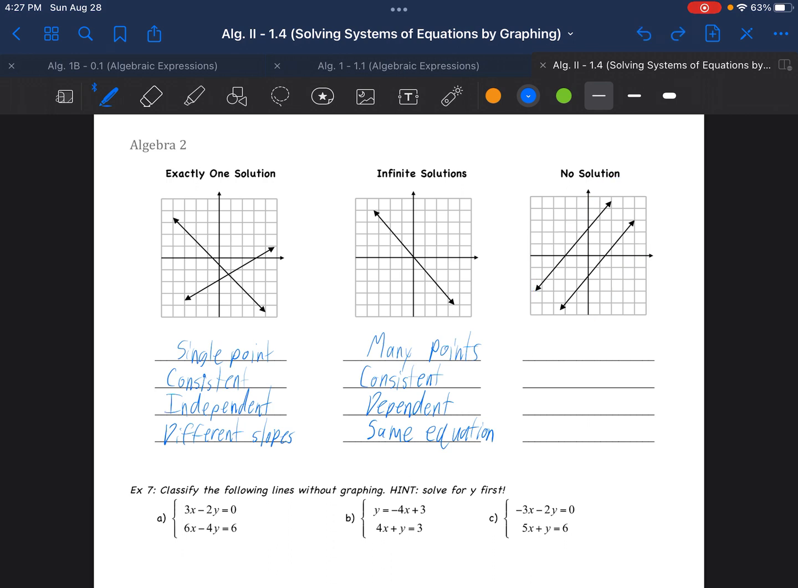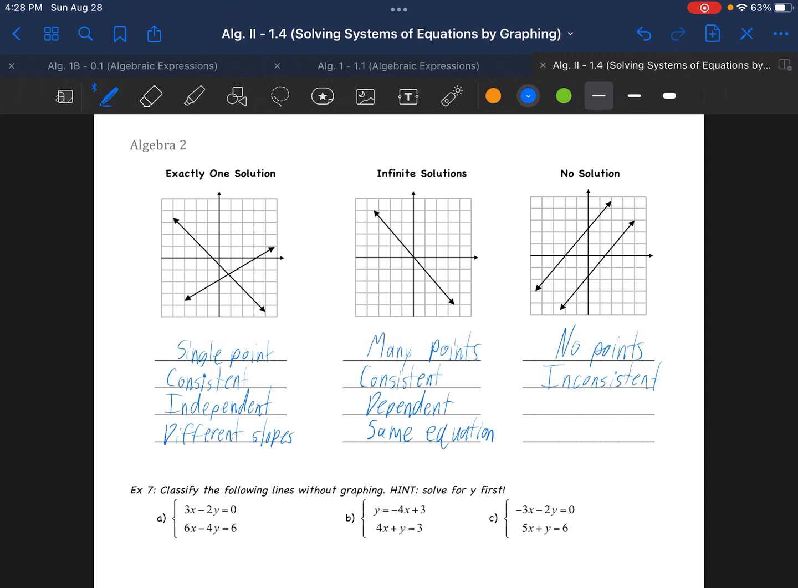And lastly, the no solution, the pair of lines that never ever touch, have no points in common, and is inconsistent because there's no solution. So you don't say dependent or independent when it's inconsistent, because independent and dependent are further describing how many of those solutions it has. We already know it's no solutions, so it's inconsistent.